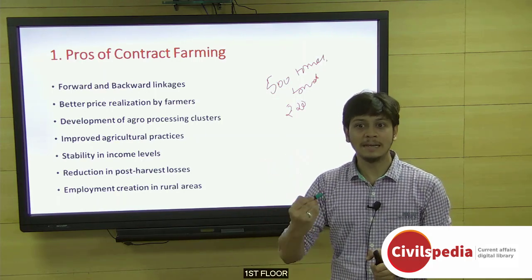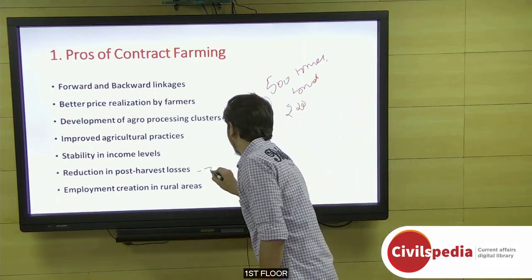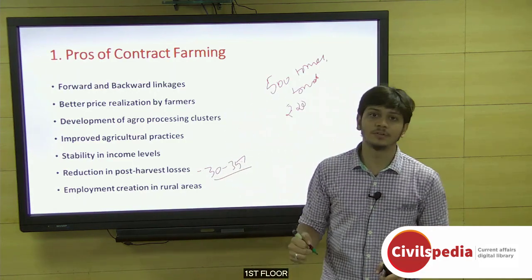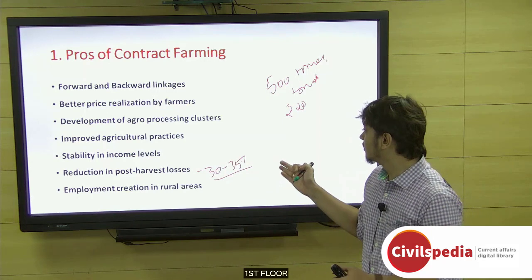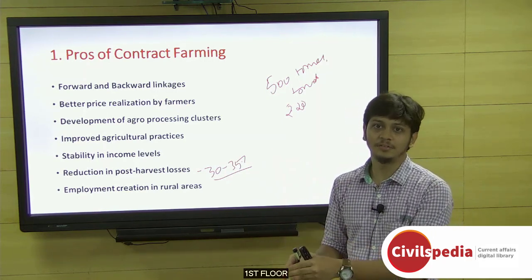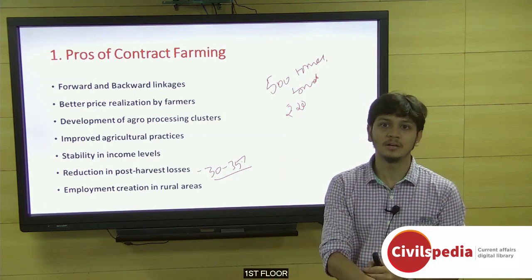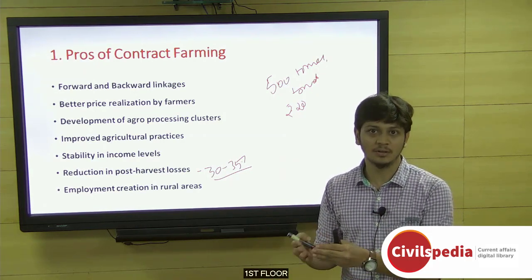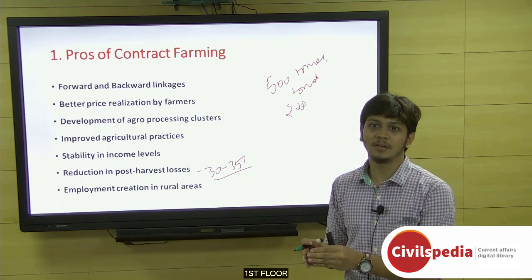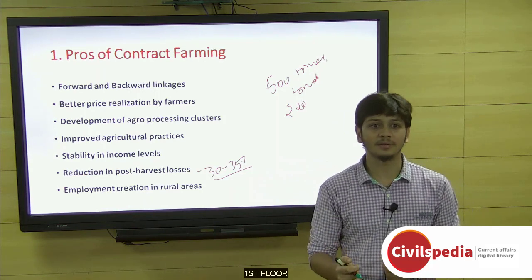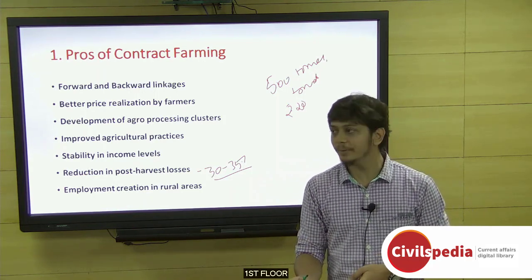As we already know, in India there are 30 to 35% losses in horticultural crops, and this will lead to reduction in the post-harvest losses, because after the harvesting of goods, they will be immediately transferred to the industries, where they will be put under certain post-harvest mechanisms, pasteurization, or certain mechanisms such that the shelf life will be increased, and also employment creation in rural areas. These are certain pros of contract farming.